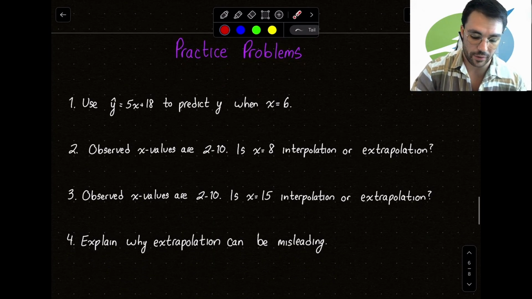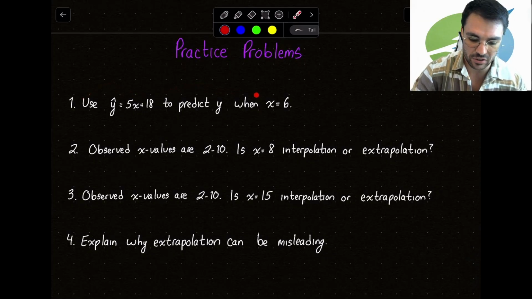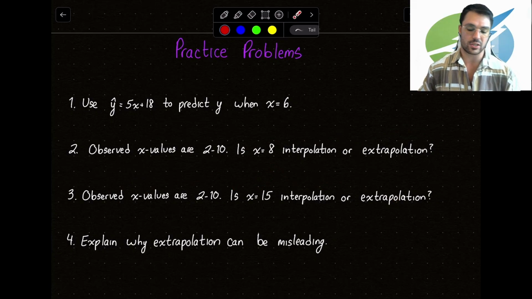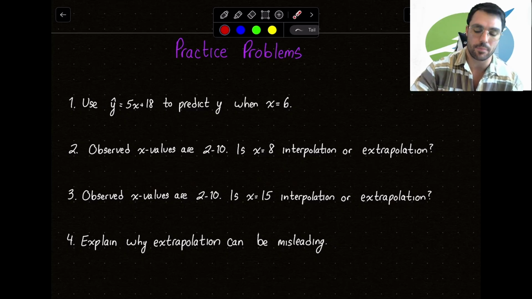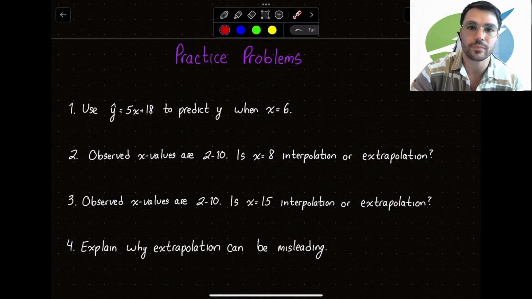All right, and here we have some practice problems. Number one, use y hat equals 5x plus 18 to predict y when x is 6. Two, observed x values are 2 to 10. Is x equals 8 interpolation or extrapolation? Three, observed x values are 2 to 10. Is x equals 15 interpolation or extrapolation? And four, explain why extrapolation can be misleading. Feel free to pause here and take a stab at these.